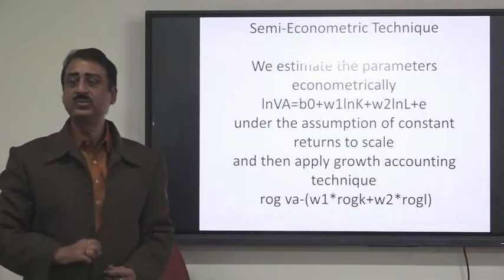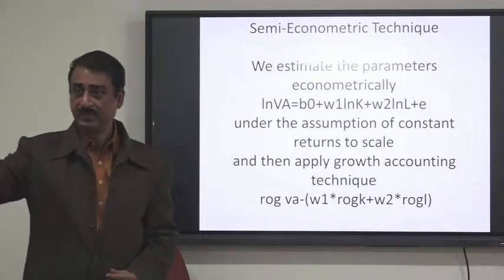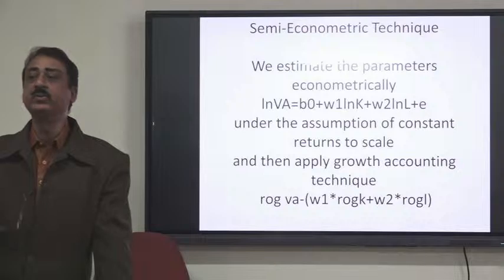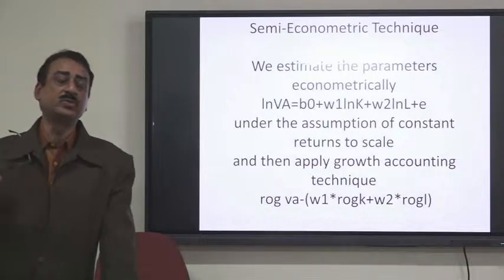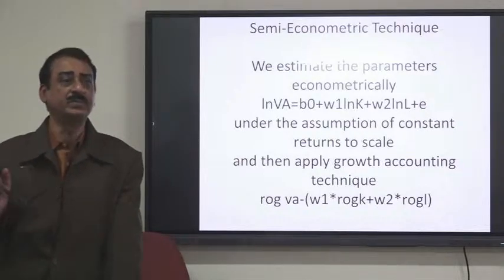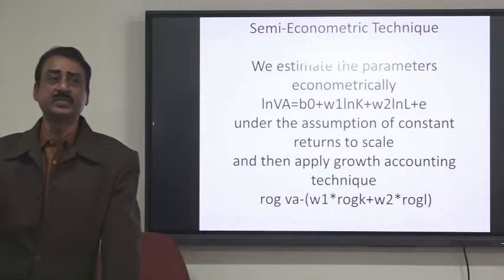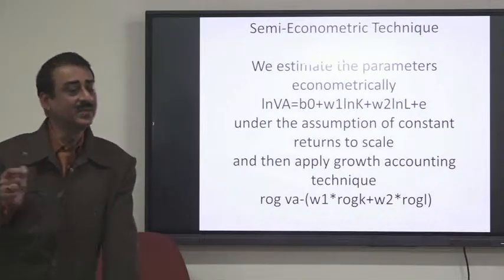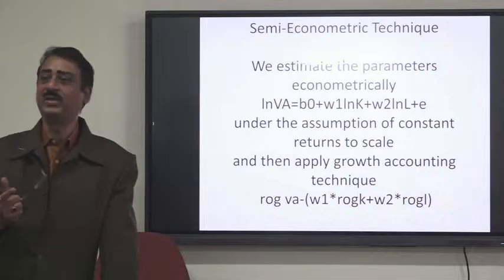Now some methods would say that, okay, in the initial year, in the first year, what was the share of labor? You consider that. So suppose labor share was 40%. Then you will say 60% share is for capital. So W1 is 0.4, W2 is 0.6.